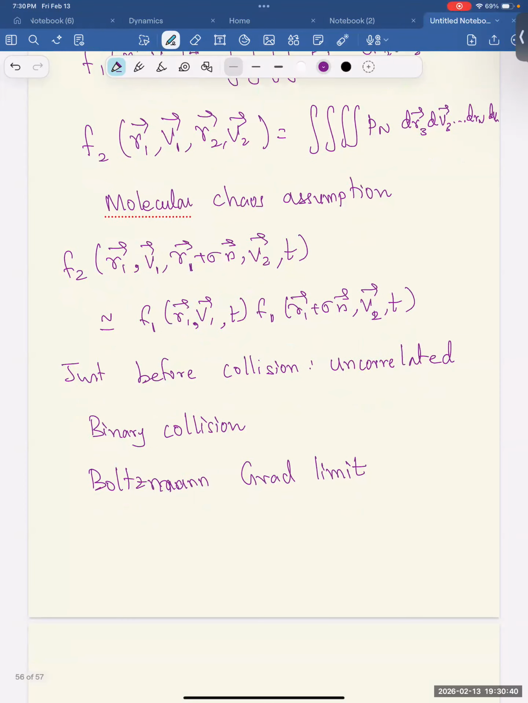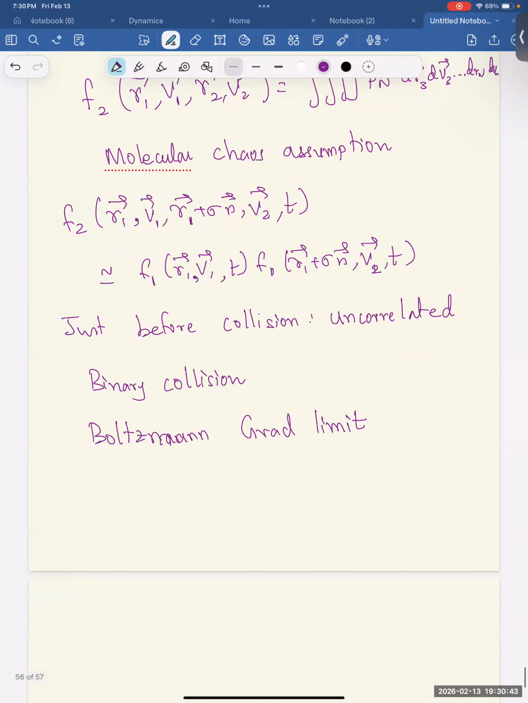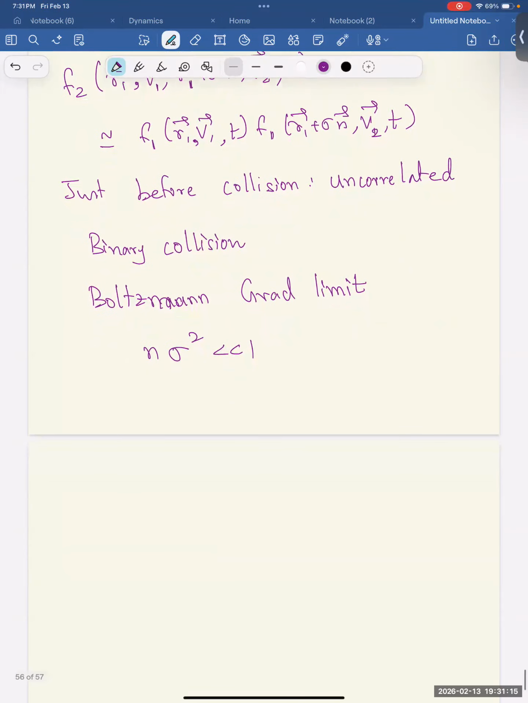Which effectively is a low density limit where it says your n times sigma squared is far less than 1, where n is the number density. You can also write it in terms of the capital N. Basically, you're saying the number of particles times the cross-sectional area of the particles is constant. So if you do that, we basically get the Boltzmann equation.